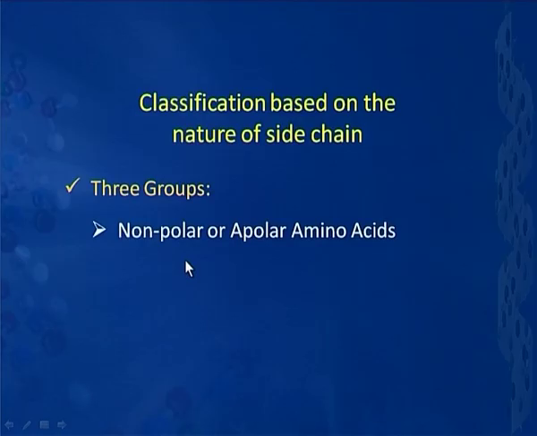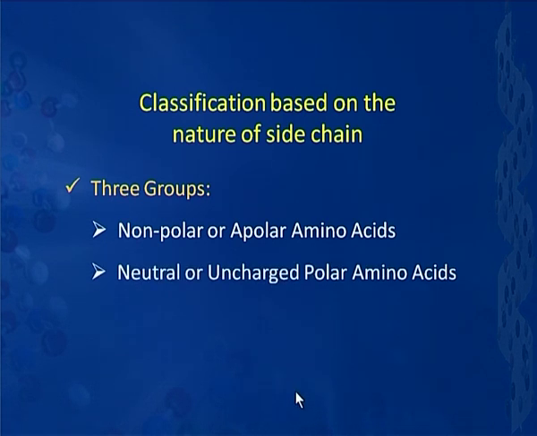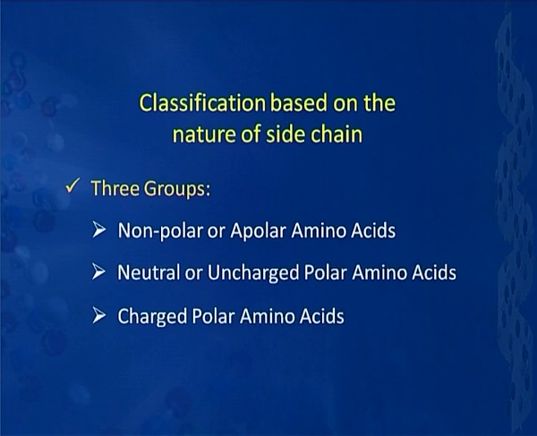Okay. Now, let us move to the next basis of classification, that is the nature of side chain. On the basis of nature of side chain, there are 3 different classes, or groups. The first is non-polar or apolar amino acids. The second is neutral or uncharged polar amino acids, and the third is charged polar amino acids. Let us look at each one of them.